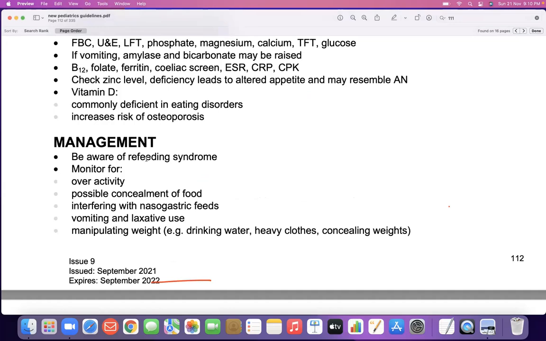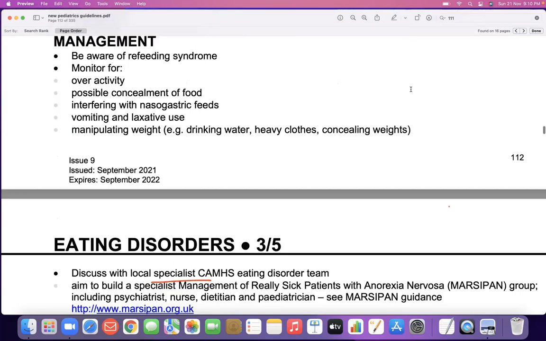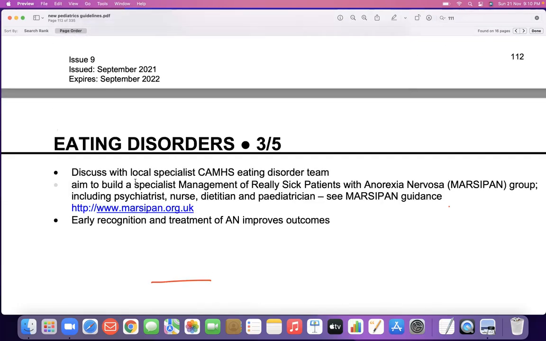Then management, this refeeding syndrome, we have to be aware. Apart from that, overactivity, concealment of food, they may conceal the food, interfering with nasogastric tubes, vomiting and laxative use, manipulating weight, wearing heavy clothes, concealing weights, drinking water. And this MRCPCH is on the next page. Discuss with local specialist CAMHS eating disorder team. So here we have to involve the child and adolescent mental health service. In that also there is an eating disorder team. You have to involve them, local.